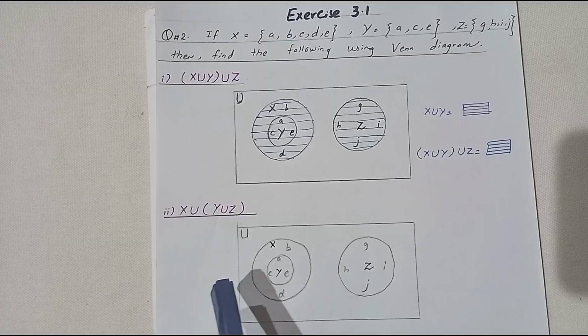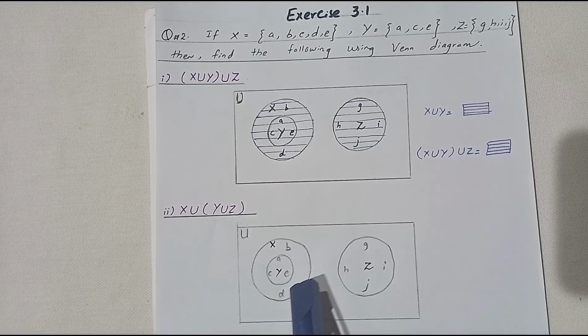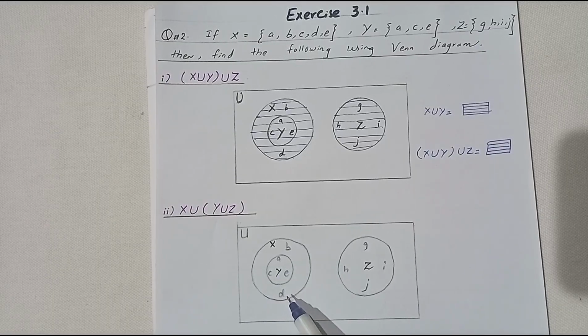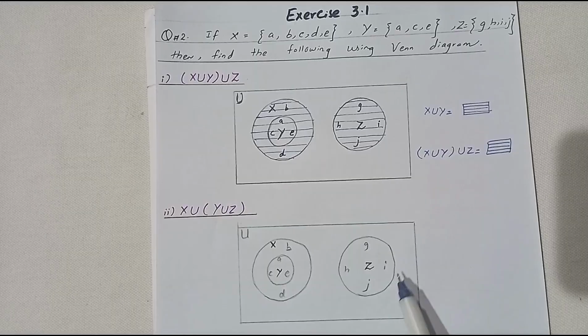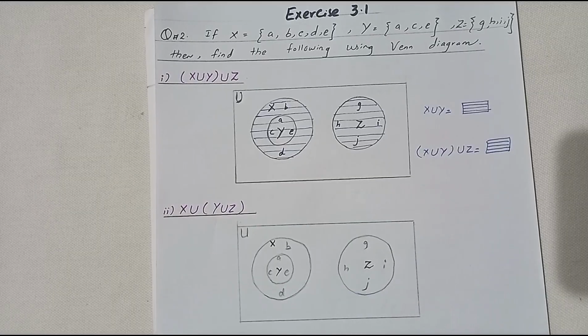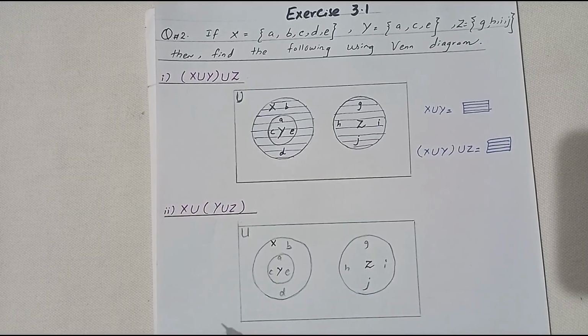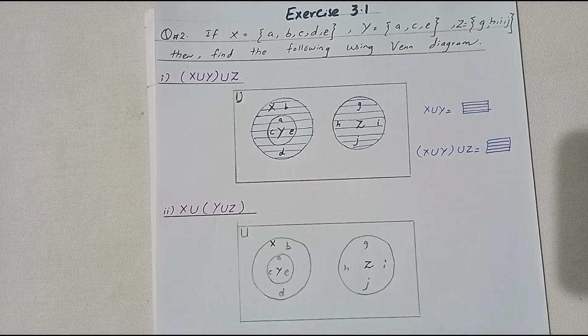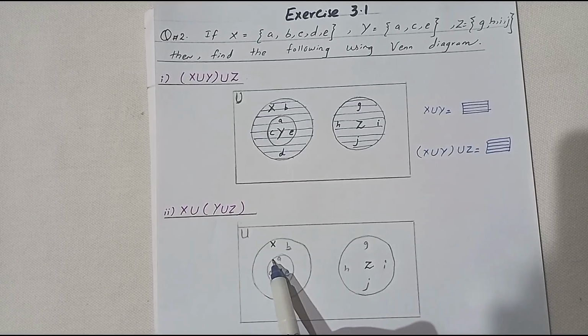In the second part, we have to shade x union y union z. So we make the Venn diagram and write the elements in such a way: since y is a subset of x, we write the common elements of x and y in y, that is a, c, e, and the remaining elements of x are b and d, and we write it like this. And all elements of z are f, g, h, i, j. So first we have to shade y union z, all parts of y and z. So we shade it with the horizontal line, all parts of y and z.